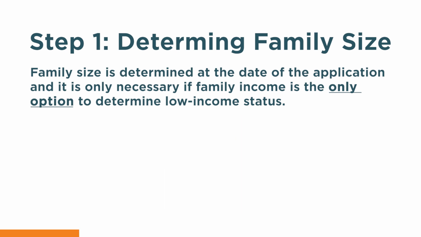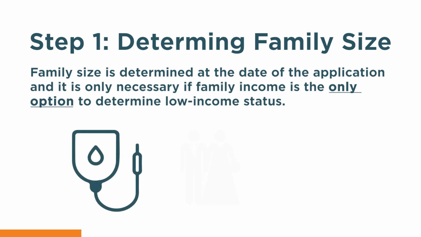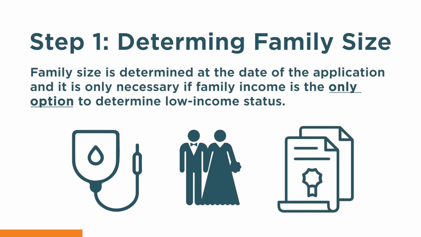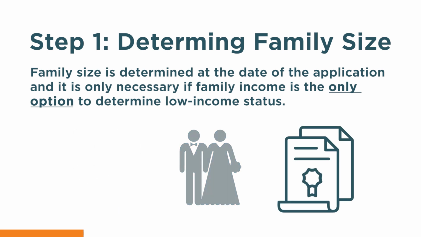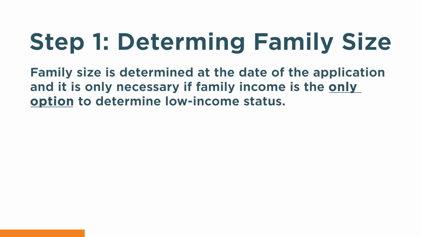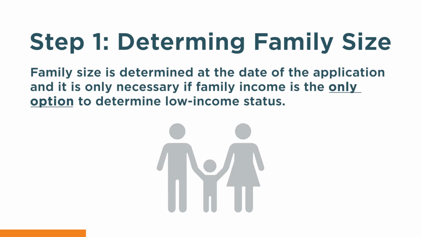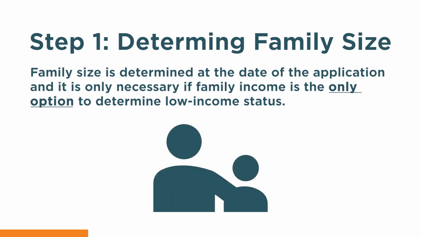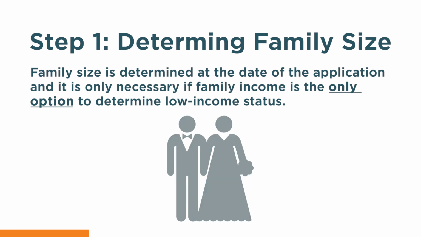WIOA regulations define family as 2 or more persons related by blood, marriage, or decree of court who are living in a single residence and are included in one or more of the following categories: married couple and dependent children, a parent or guardian and dependent children, or a married couple.